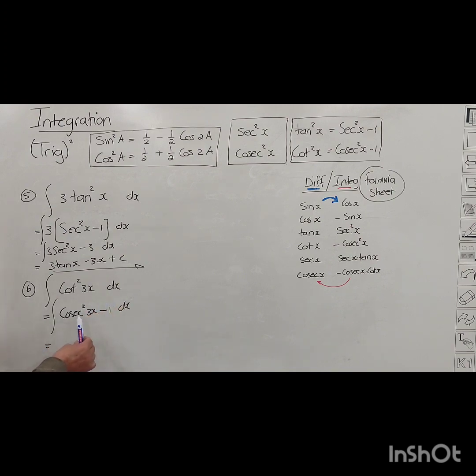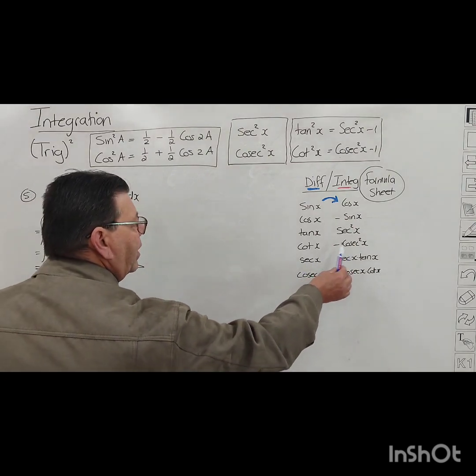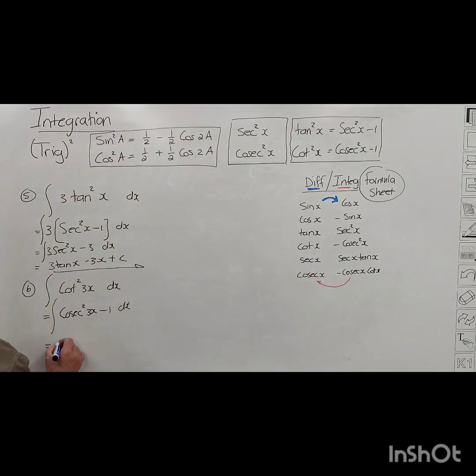So if I integrate cosec square, it will become minus cot. So this will become minus the cot of 3x. Remember, the angle can never change, but thereafter I have to divide by the derivative of the angle. Minus, this will just become 1, and this will become plus c, and that will be the answer of integrating tan square and cot square.